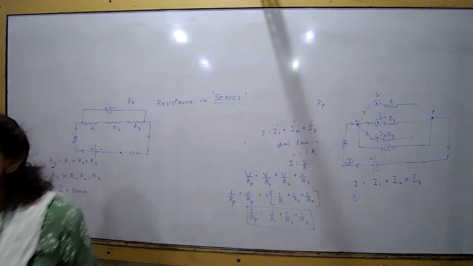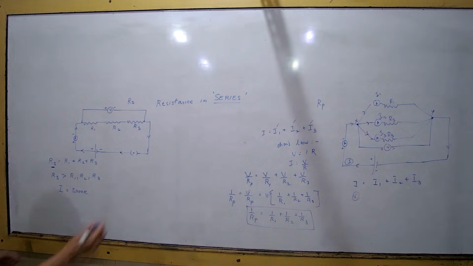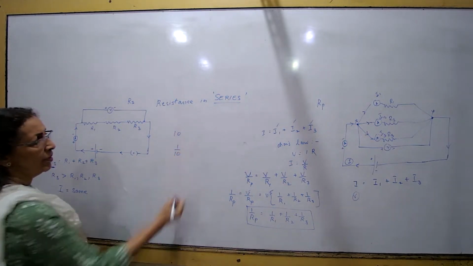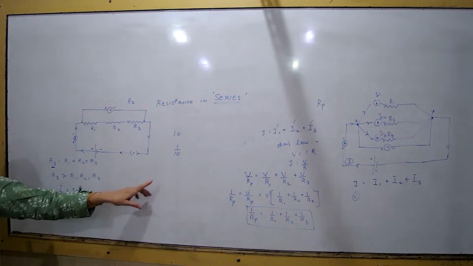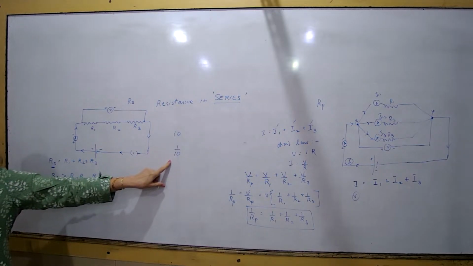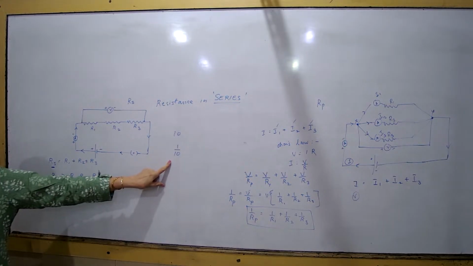Why do we use the word reciprocal? What is the reciprocal of, let us say, 10? 1 by 10. What is 1 by 10? It is 0.1. Ma'am, if 1 by 10 is equal to 1 by 2 plus 1 by 5, can we write it like 10 is equal to? That is what I am trying to tell you.